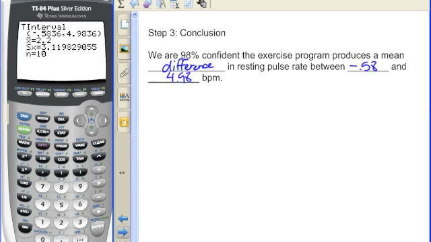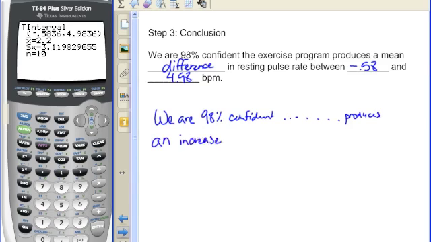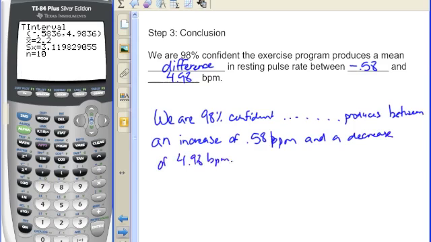Now, if you don't feel comfortable putting a negative in there, we could make it more clear, maybe more complicated. We are 98% confident the exercise program produces, maybe I'll say an increase, I guess I should say between, an increase of 0.58 BPM and a decrease of 4.98 BPM. I think that's harder to write, and I don't know if that makes more sense to you, but that's what I'm saying. I'm saying it actually made your heart rate go up half a beat per minute, or it made your heart rate go down 4.98 beats per minute.